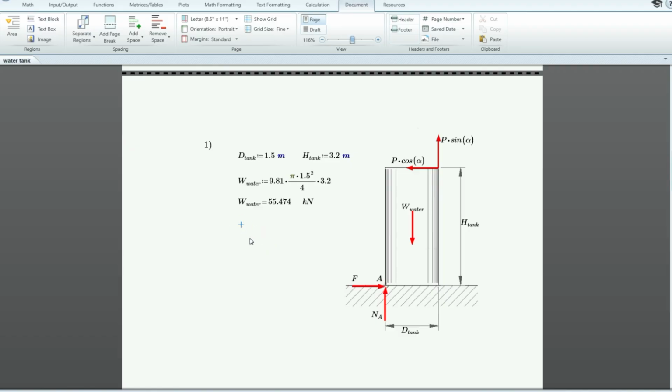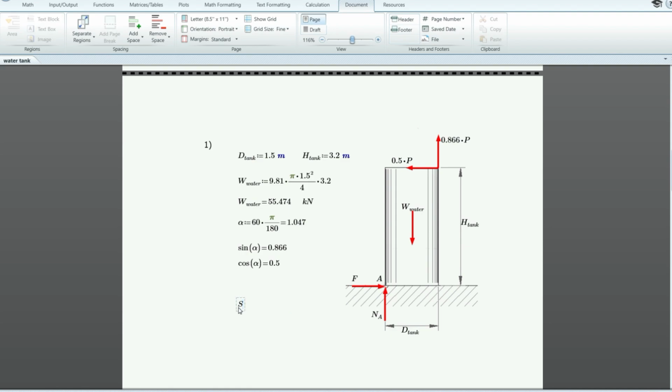We're also given alpha equal to 60 degrees. But in this software, when we are going to use trigonometric functions, the angle alpha should be in radians. So let's multiply this by pi over 180. So that's the angle 60 degrees equal to 1.047 radians. And let's solve sine of alpha. That's 0.866. So we'll just write 0.866 while cosine of alpha is 0.5. So this will be 0.5 P. Okay, now we are ready to solve for P.